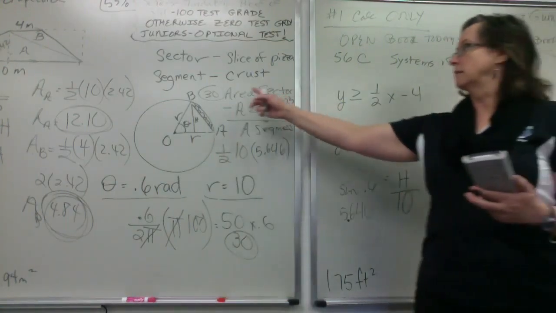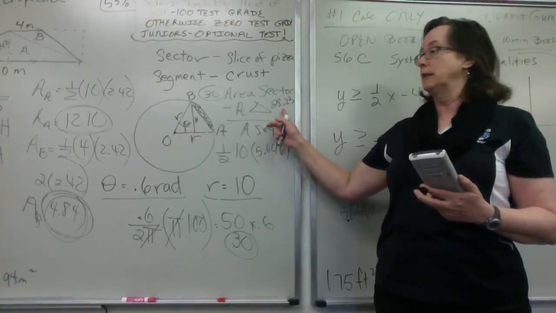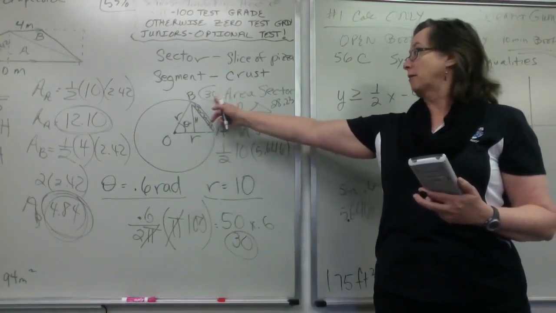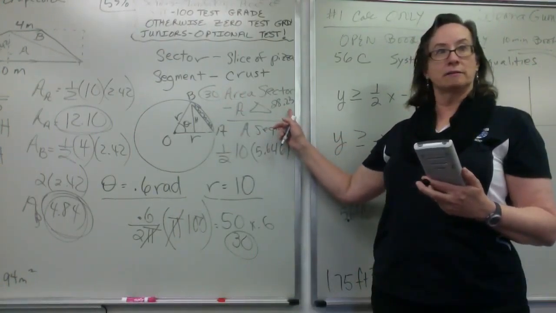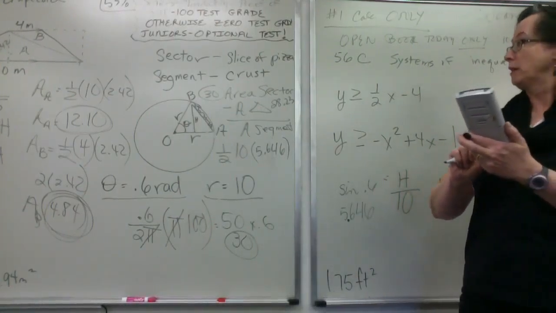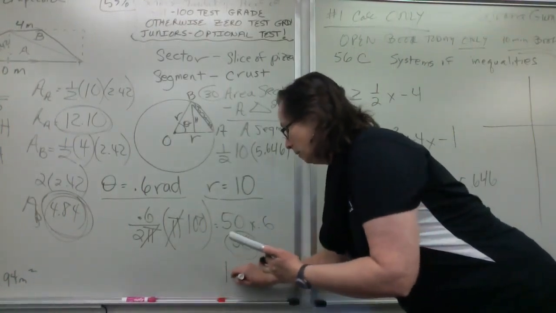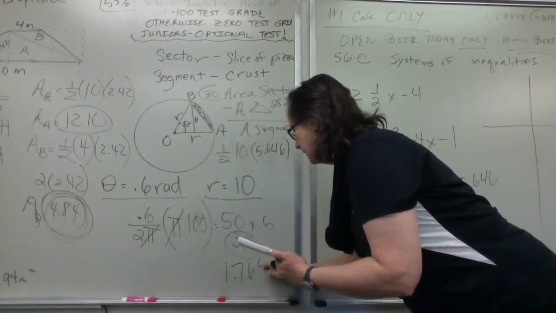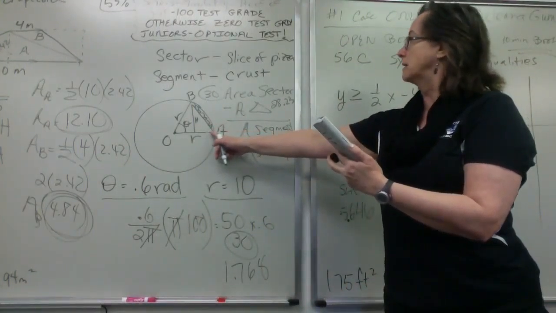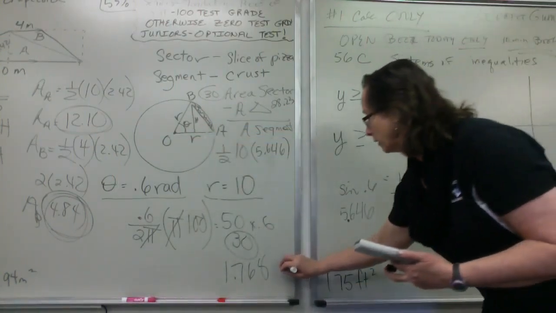So the process: area of the sector minus area of the triangle is the area of the segment. So I have to take 30 minus this one, right? I'm going to do that, and I get 1.768, and that should be in whatever the units were. It should be in square units.